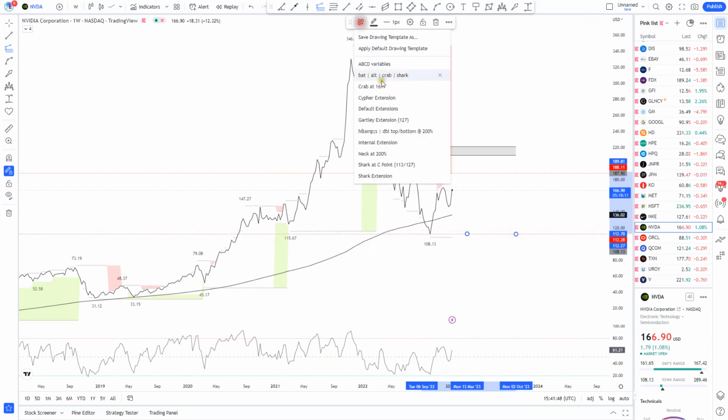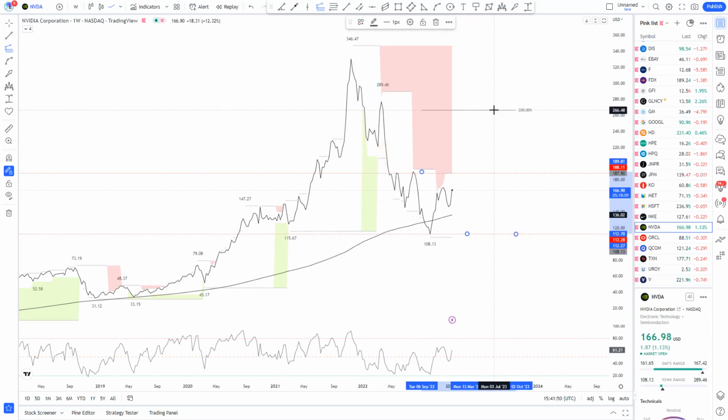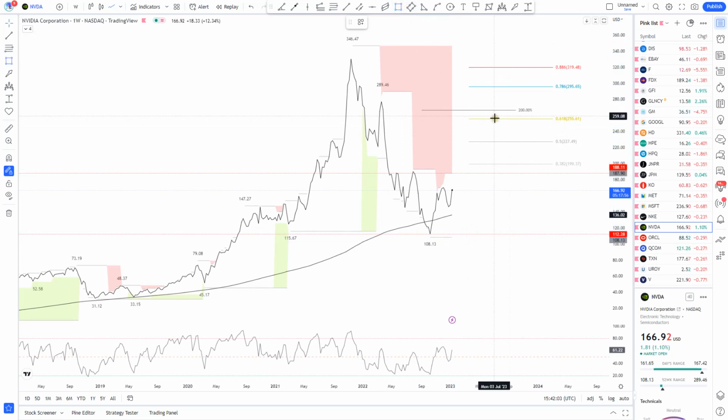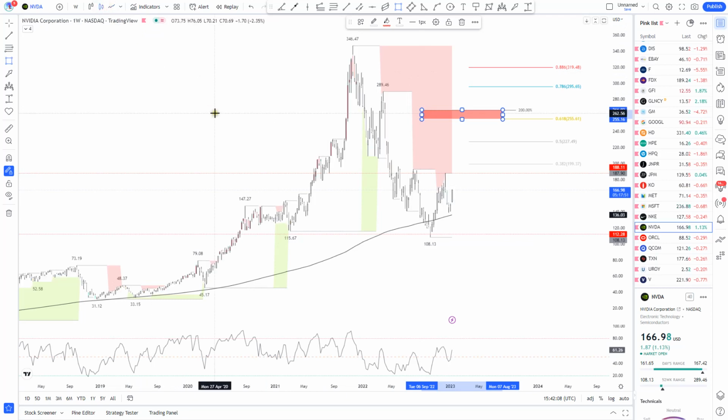So the 200% Fibonacci extension, we have 266.48. So this is equivalent to a retracement from the highs to the lows. We have kind of a cluster box here between the golden Fibonacci level and the 200% Fibonacci extension. So basically we have an inverted head and shoulders for Nvidia in play. We wait for a clear violation of the resistance, which may trigger a move to the 200% Fibonacci extension level.